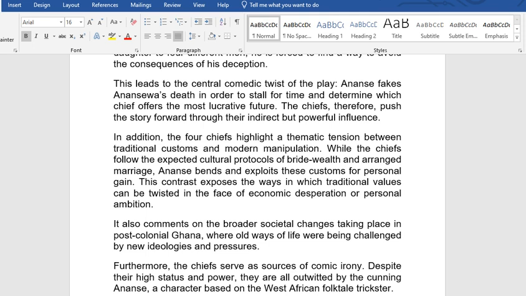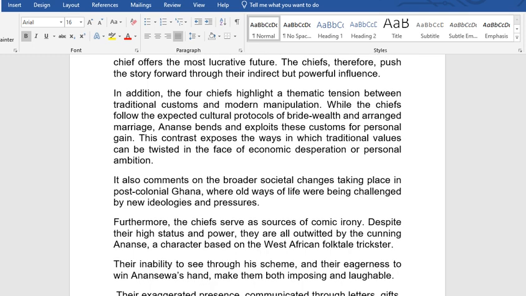It also comments on the broader societal changes taking place in post-colonial Ghana, where old ways of life were being challenged by new ideologies and pressures.